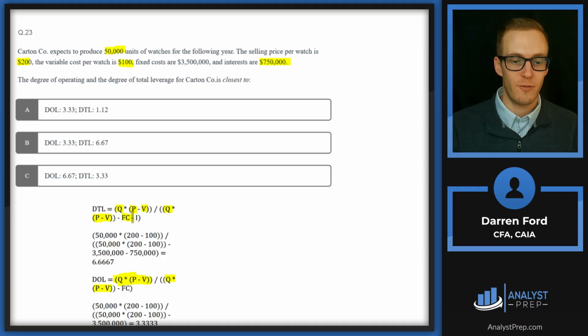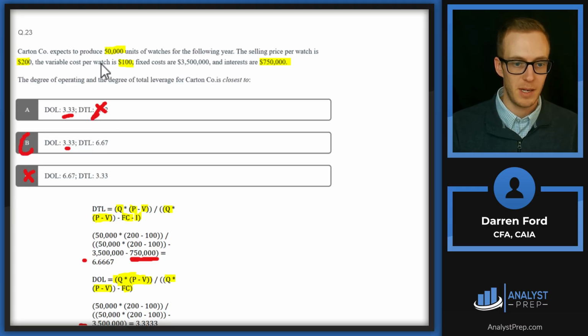So we take into account fixed costs and interest costs, whereas under operating leverage, we're only going to look at those fixed costs. So we plug all those numbers in, and really the only difference is this last value. We have 750 in interest costs here, but that's not included in operating leverage. So we get total leverage of 6.67 and operating leverage of 3.33. So operating leverage here, we'll rule that out, and then total leverage, we can rule that one out and go with the answer B.